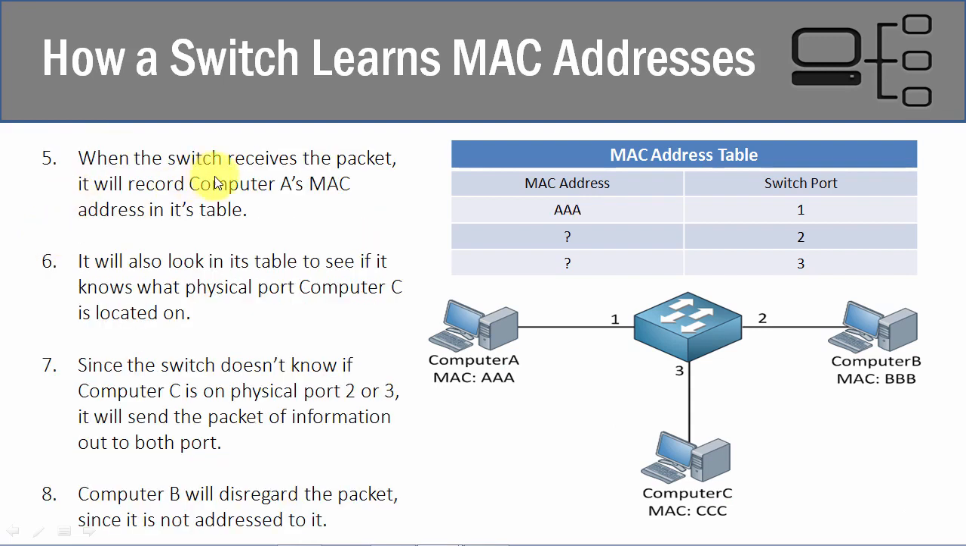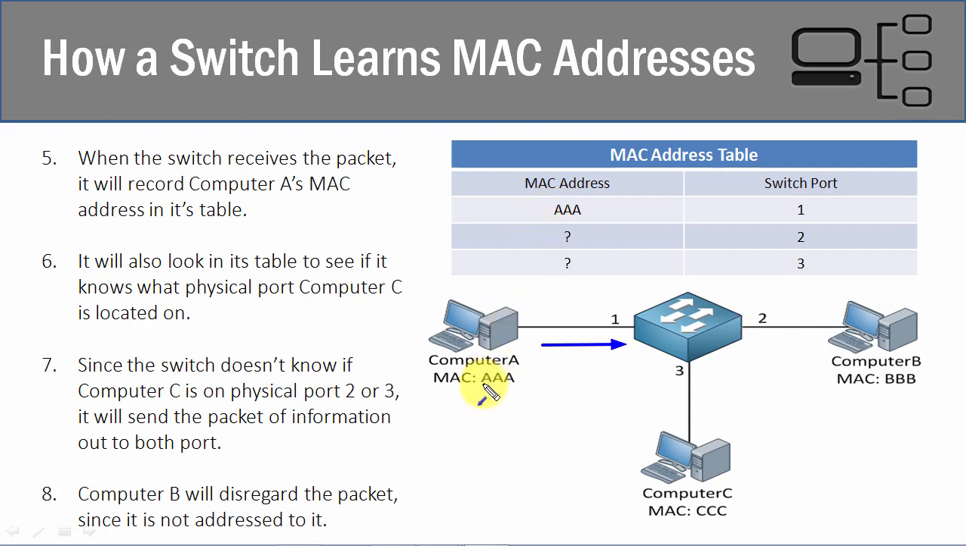When the switch receives the packet of information from computer A, it's going to look in its MAC address table and see if it has anything recorded for computer C. So it's going to say, well, is computer C with the MAC address of CCC on port 1, 2, or 3? And because it's empty, it doesn't know.